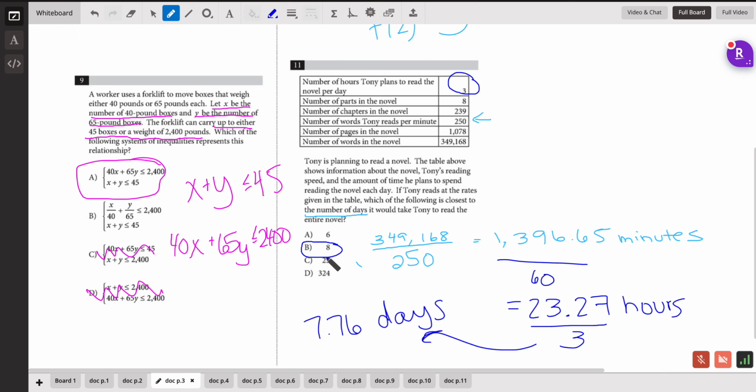So a lot of times they give you a lot of extra information that you don't need, and you just got to focus on what the question is asking and what they're giving us to get to that solution.